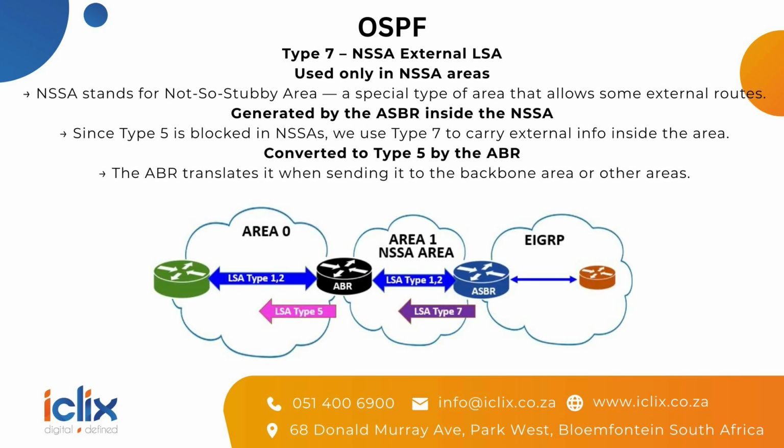Type 7, NSSA External LSA. Used only in NSSA areas. NSSA stands for Not So Stubby Area, a special type of area that allows some external routes. Generated by the ASBR inside the NSSA. Since Type 5 is blocked in NSSAs, we use Type 7 to carry external info inside the area. Converted to Type 5 by the ABR. The ABR translates it when sending it to the backbone area or other areas.